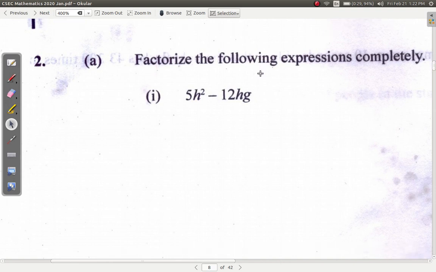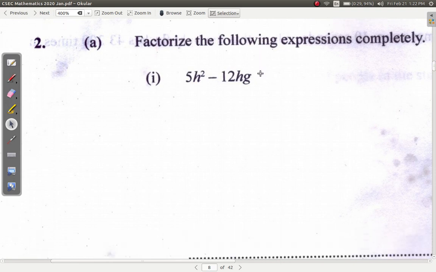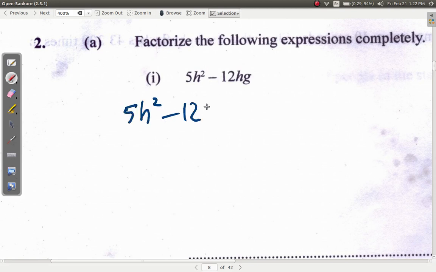Here, what you have is 5h squared minus 12hg. So 5h squared minus 12hg. What are the common factors? What can go into 5h squared directly and also can go into 12hg directly? We have h, so we have h outside the bracket.